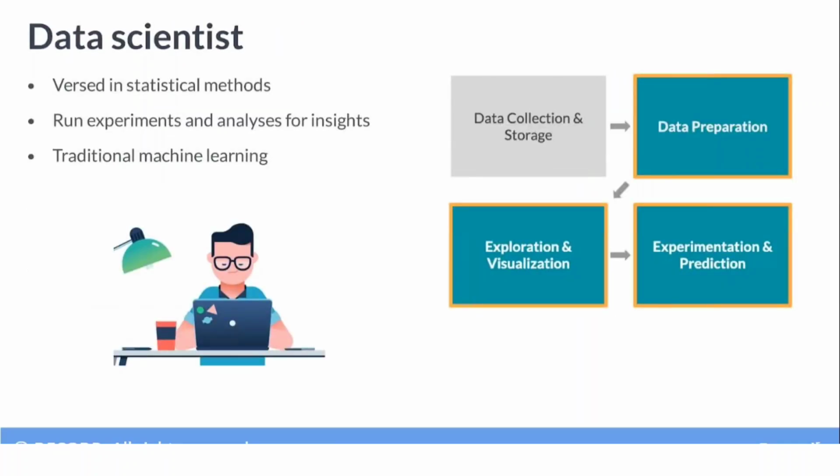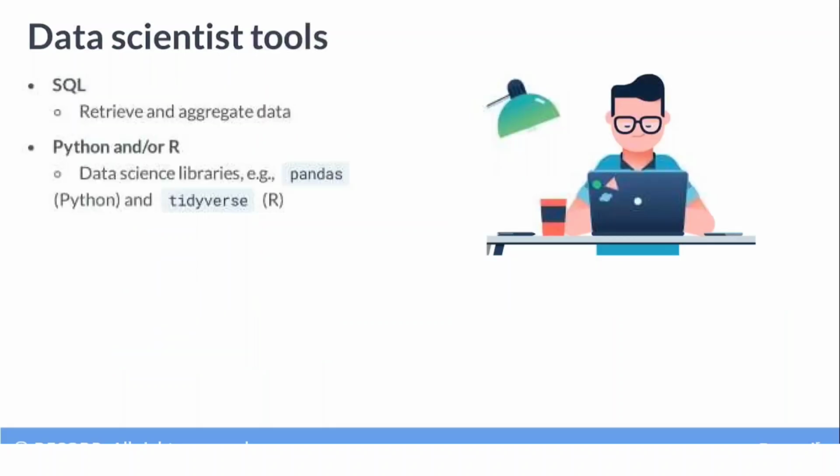Data scientists have a strong background in statistics, enabling them to find new insights from data rather than solely describing data. They also use traditional machine learning for prediction and forecasting. So within the workflow, they focus on the last three stages: data preparation, exploration and visualization, and also experimentation and prediction. Similar to analysts, data scientists have strong skills in SQL.